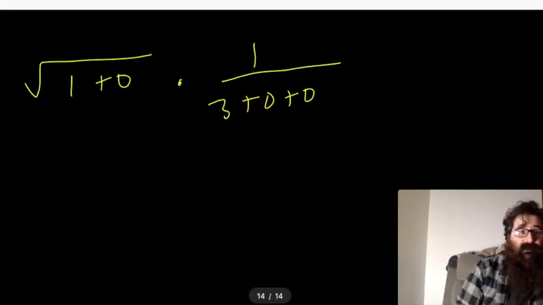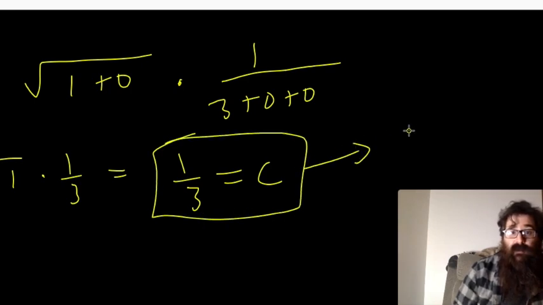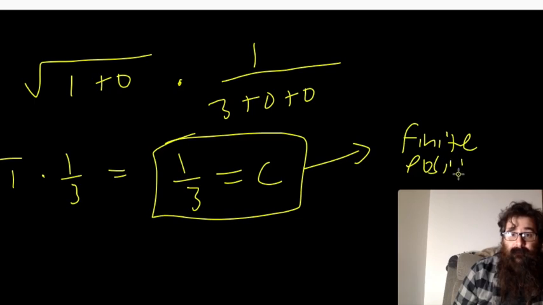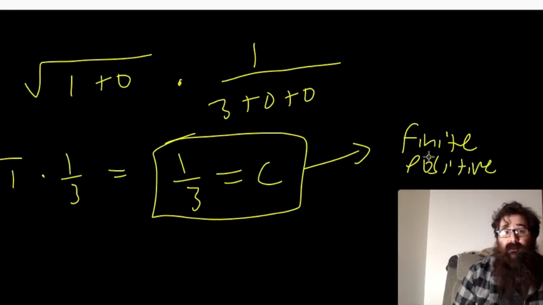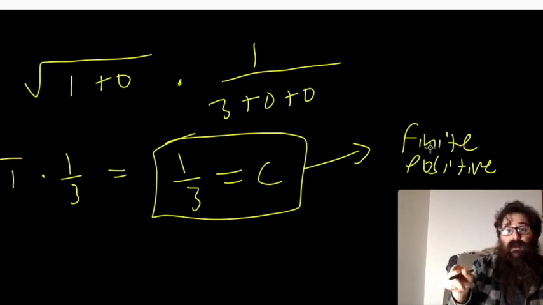Well, I'm glad you asked. I have square root of 1 times 1/3, which is 1 times 1/3, which is 1/3, which is what I get for my value for c. And I want you to notice this fits the bill. This is finite and positive, which is what we're saying from our limit comparison test. Okay, that means both series are going to either converge or diverge. I just need to know which.